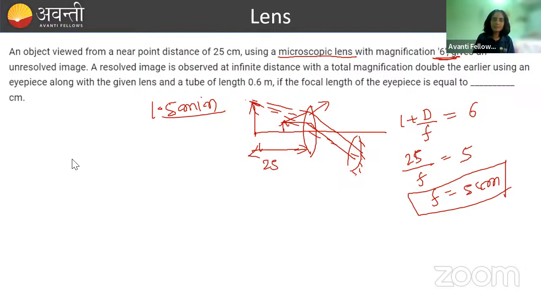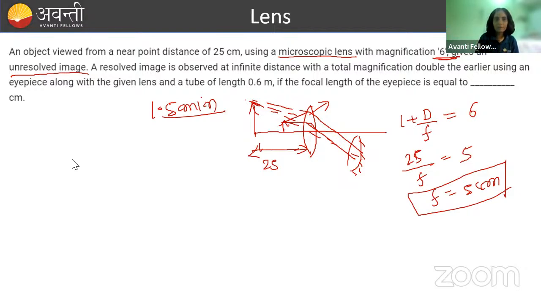But the problem is this gives an unresolved image. Means image clarity is not there. So what will we do? We will use another lens, that is, we will try to make it a compound microscope. Done. So that is getting done here.